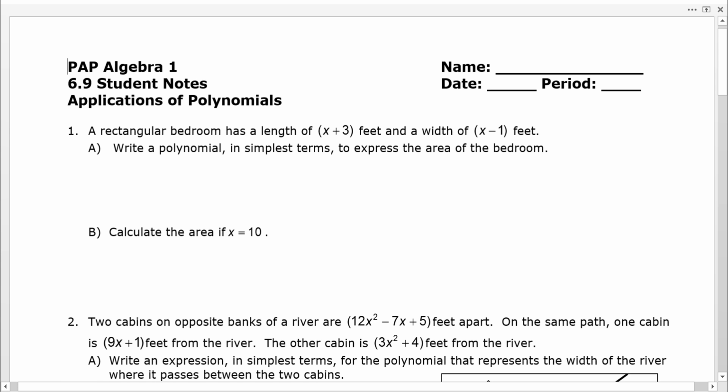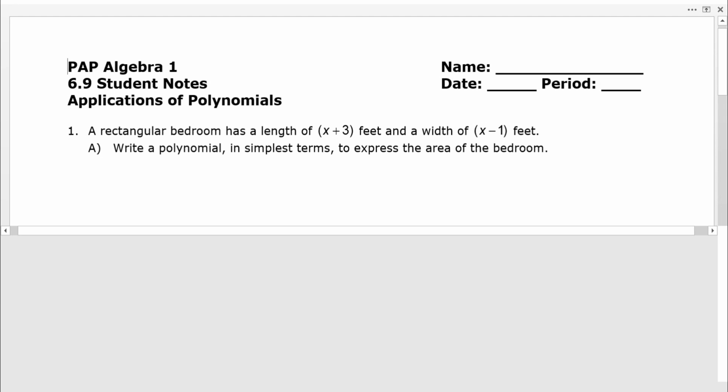Okay, polynomials. We're doing the same thing we've been doing, except now we're going to do more word problem-ese.